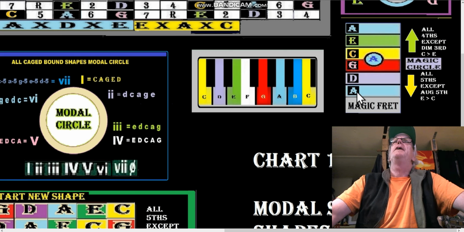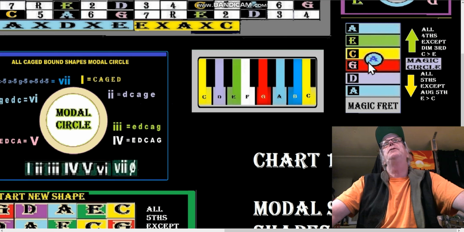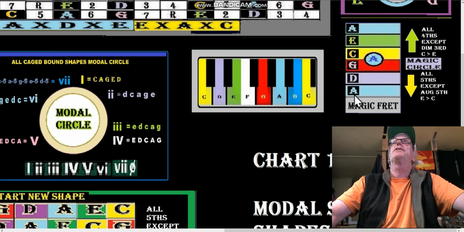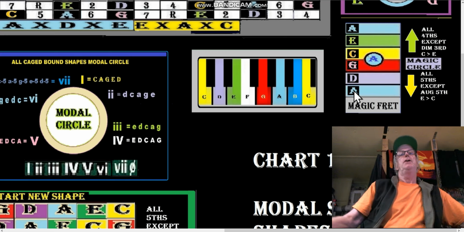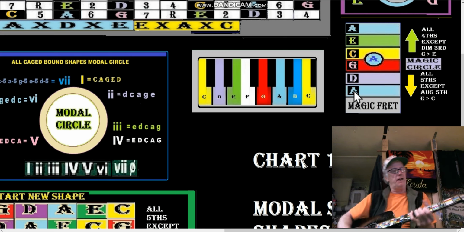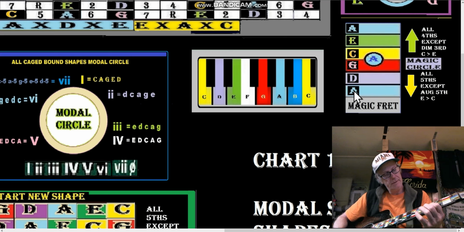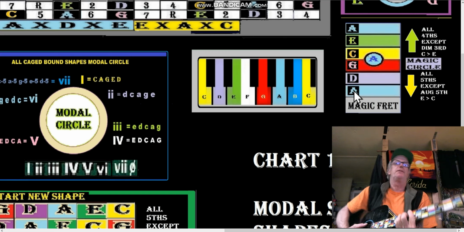So the magic fret that goes A, D, G, C, E, A, that's not your tuning fret. The tuning fret would be E, A, D, G, B, and E. This is the magic fret. This is the sixth of the key of C. So the regular tuning fret is the magic fret for the key of G.